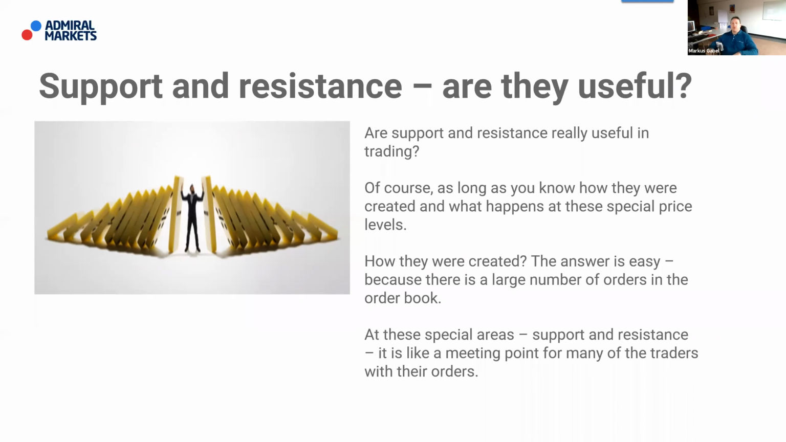So let's talk about how they were created. To be honest, the answer is really as easy as possible, because there is a large number of orders in the book map. In the early stage of my trading career, when the price increased or decreased, I was always sitting in front of my screen and asking myself, why? Why is the price actually increasing or decreasing? Why is the price doing what I can see in the chart?